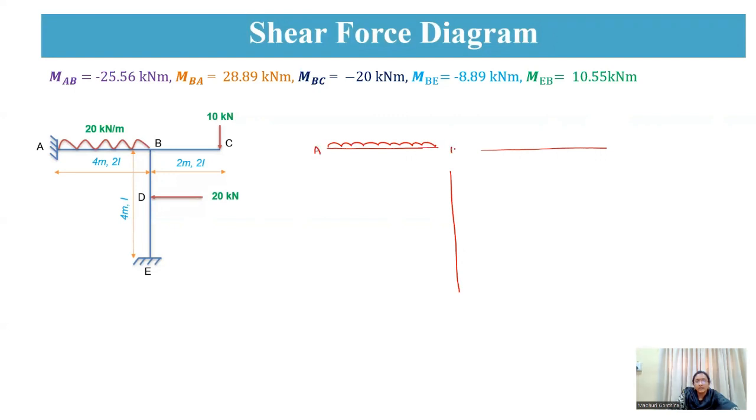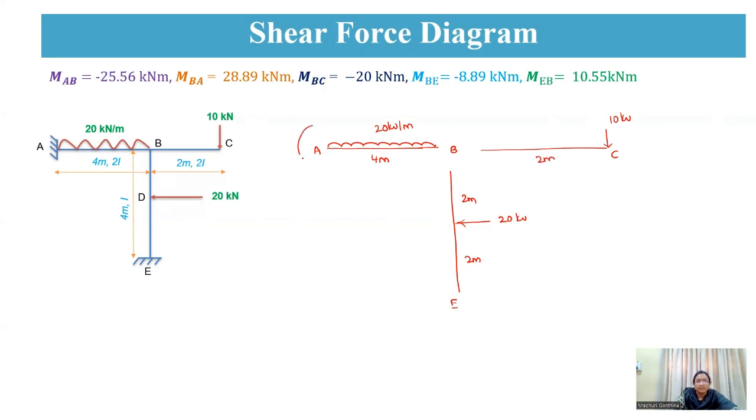So AB, you are having a UDL of 20 kilonewton per meter, which is of 4 meters. And BC, you are having a point load. And again, this BE member, you are having a 20 kilonewton per meter, which is 2 meters and 2 meters. This is also 2 meters.